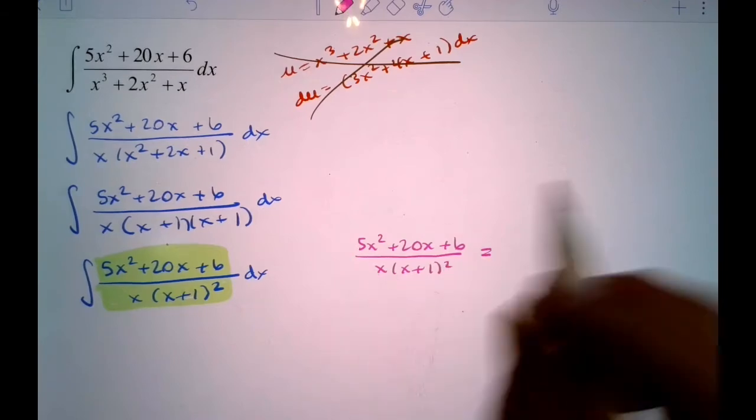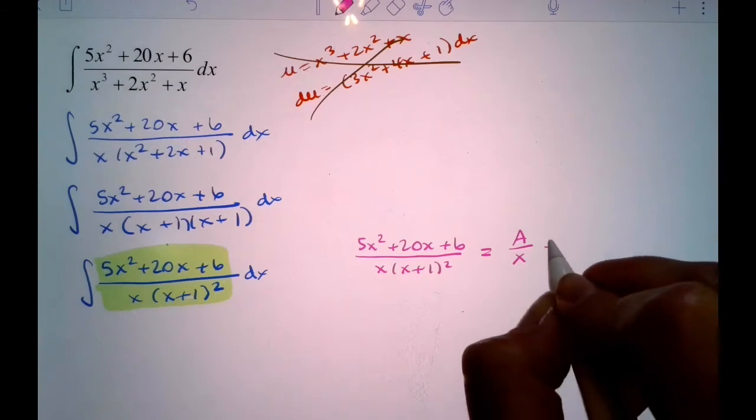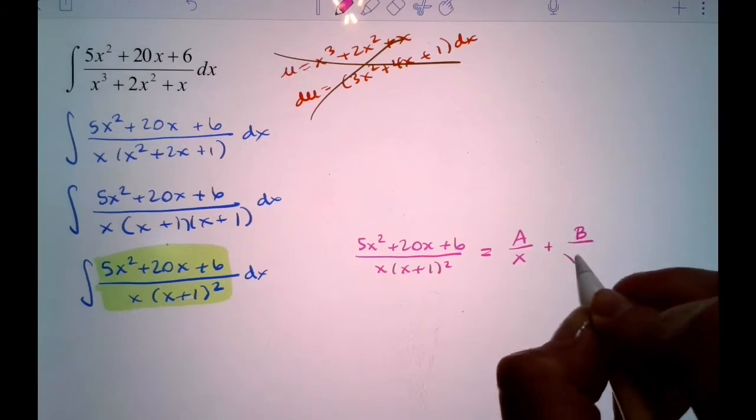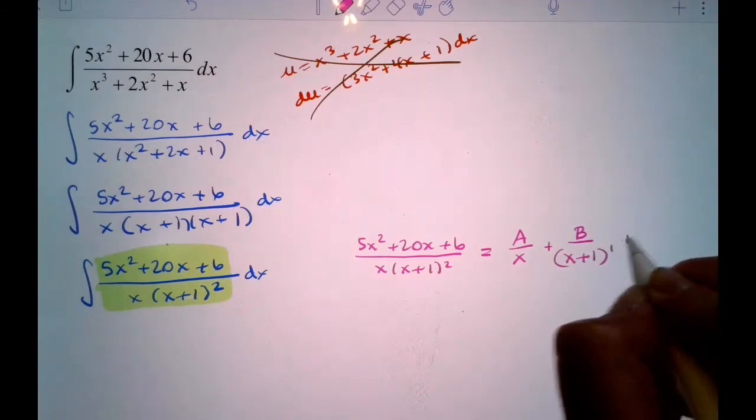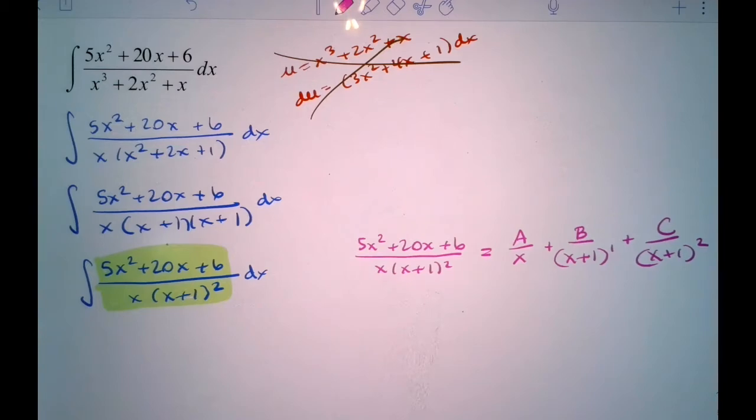You have that distinct linear factor, A over x. Now, to handle the repeated linear, you're going to have B over x plus 1 to the first, and then C over x plus 1 squared. You need another fraction to represent every single power of that repeated linear factor. So since it was a power of 2, I have two fractions. They all just get a coefficient on top. That's really important because if you don't set it up right, you're not going to get the right breakdown.